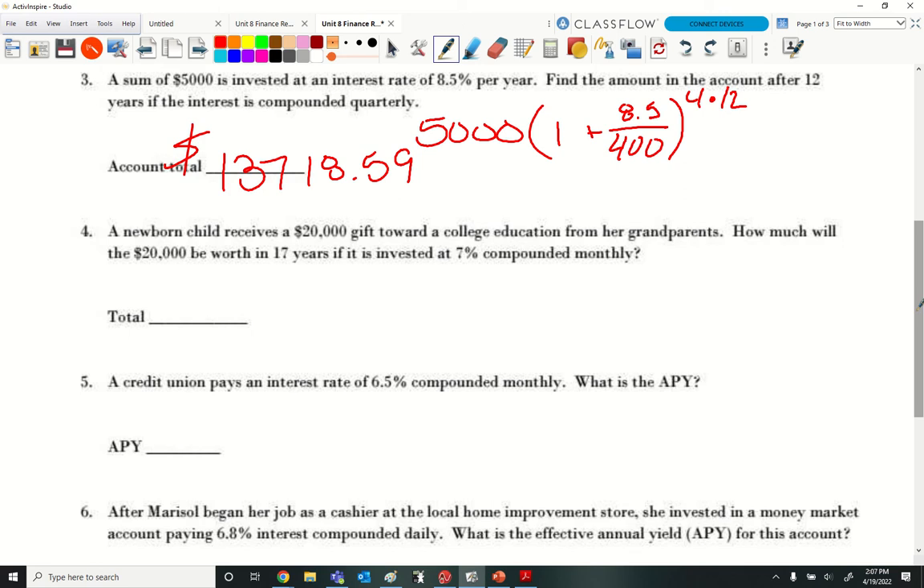Right? So let's take a look. So this is going to be 20,000, 1 plus 7 over 1200. Why is it 1,200? Because it's monthly. Very good. Raised to 12 times 17. Because it's 17 years, right? And that would be on 8.2 as well? Yes.